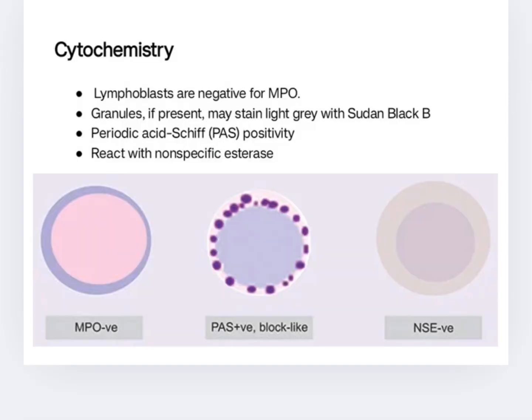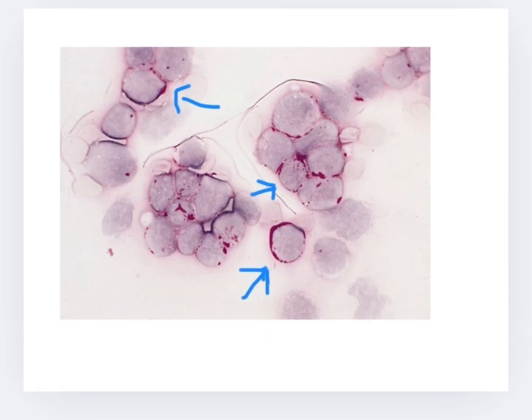Now moving on to the cytochemistry. Lymphoblasts are mainly negative for MPO, myeloperoxidase, because myeloperoxidase stains the granules, so there are no granules. If granules are very scanty, then it may stain light gray with Sudan Black B, SBB. But there is PAS positivity, which is block-like positivity. The second image shows the block-like positivity. It is characteristic of ALL, and NSE will be negative, it is non-specific esterase. So blasts are MPO negative, NSE negative, while PAS shows block-like positivity. It is the main feature to differentiate between myeloblast and lymphoblast.